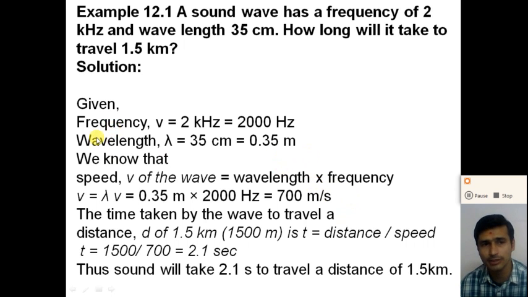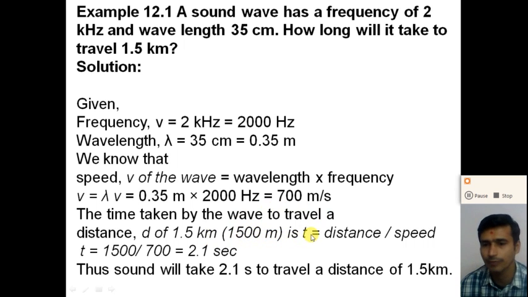So how much time will it take to travel a distance of 1.5 kilometer? So the time taken by the wave to travel a distance d of 1.5 kilometer. 1.5 kilometer is 1500 meter. We need to convert this distance into meter. So 1 kilometer is equal to 1000 meter and 1.5 kilometer is 1500 meter, right?